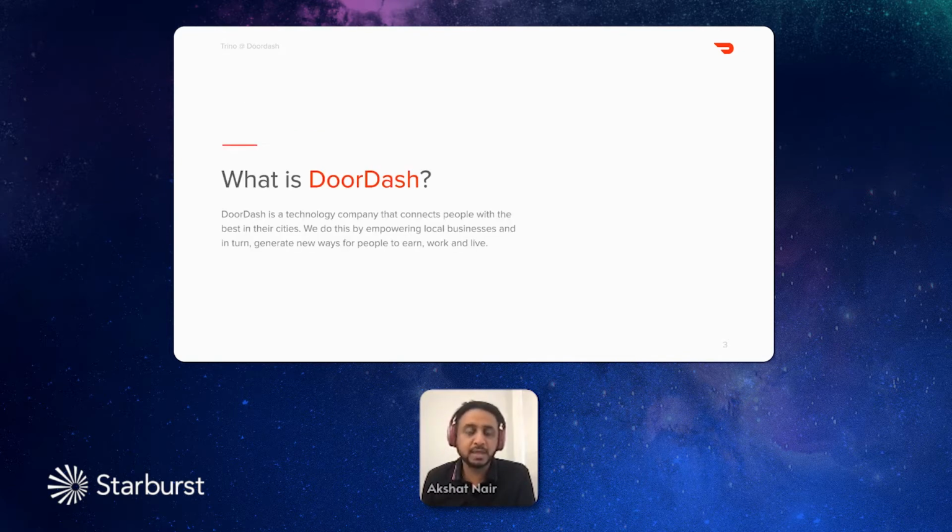So what is DoorDash? DoorDash is a mission. DoorDash's mission is to grow and empower local economies. How we do this is by connecting people to the best in their local communities. DoorDash serves millions of consumers by connecting them to hundreds of thousands of merchants, and this is done through our logistics platform.